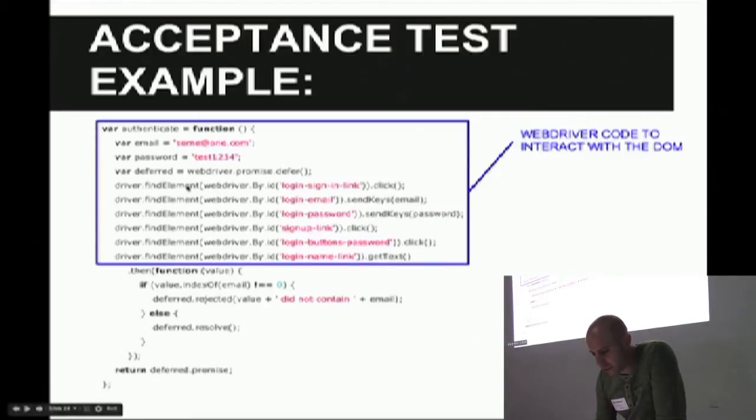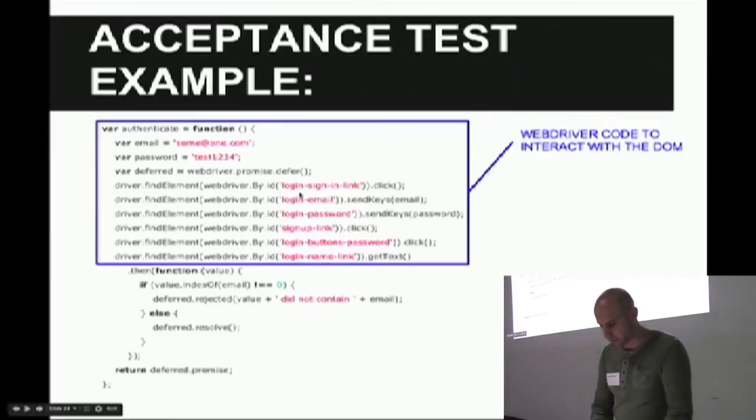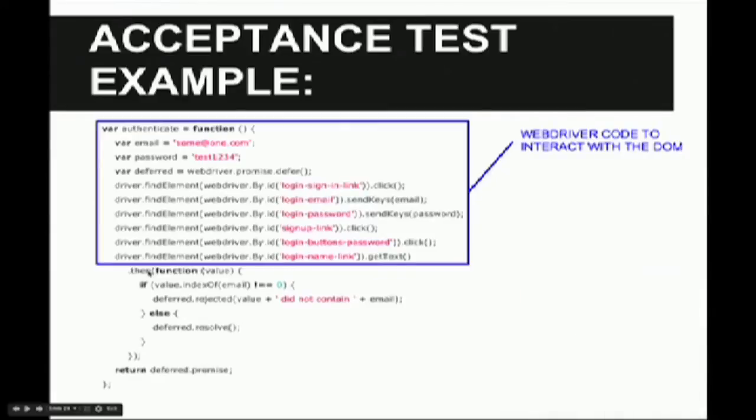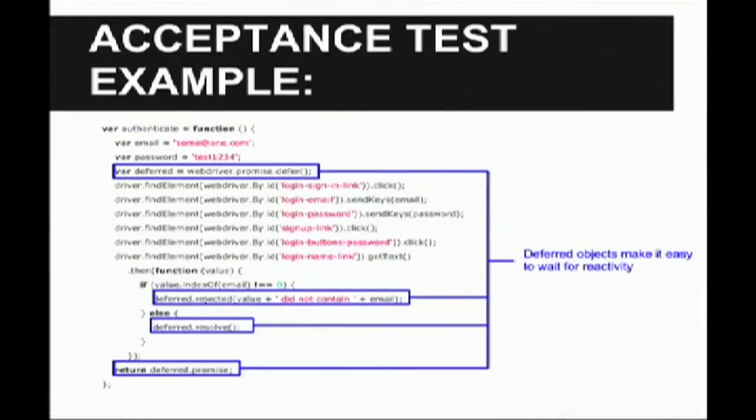we use the driver find element, and it works by finding stuff by ID. And then we can say click it, write the email address, write the password, click on the link, do some more clicking, and at the end of it, we do get text, and this is the then function. So the next thing is we start using deferred objects.